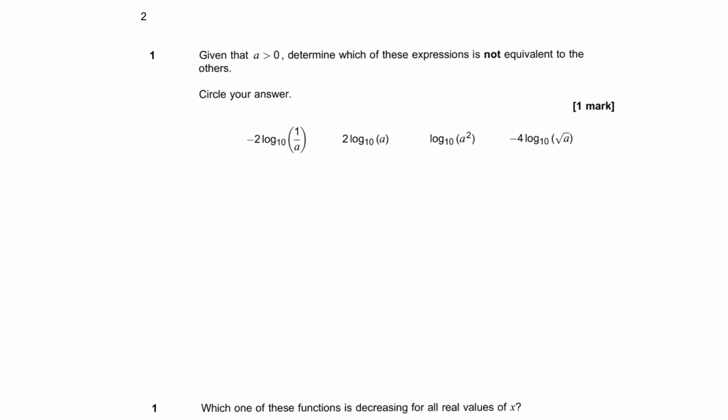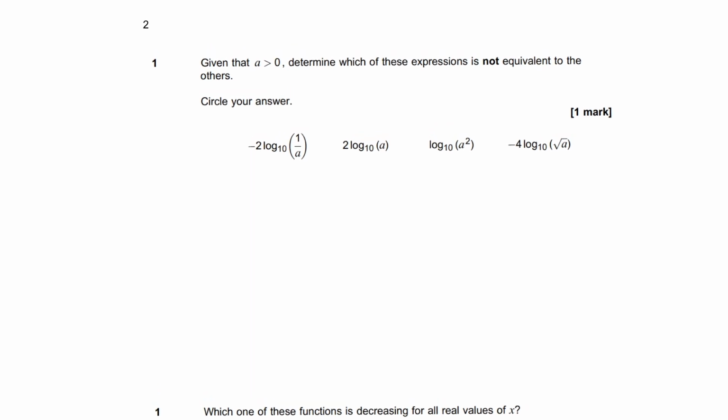Okay, so first off with question one. It says, given that a is greater than zero, determine which of the expressions is not equivalent to the others. So in order for us to do this, we are going to rewrite all of the logarithms. So let's look at the first one. We've got minus 2 log 10 1 over 8.